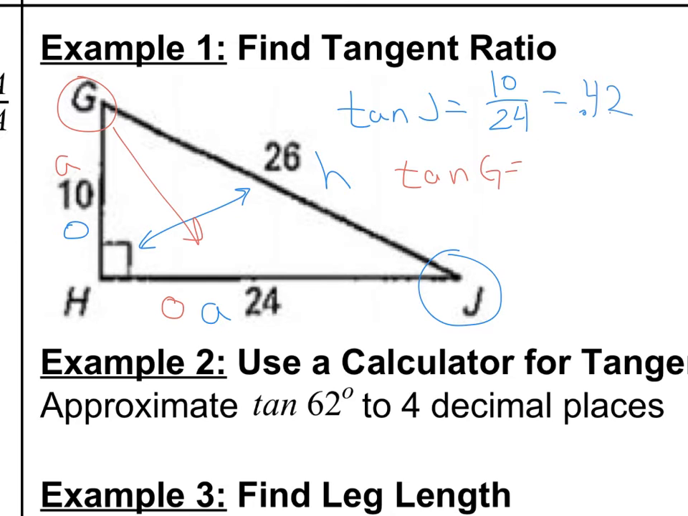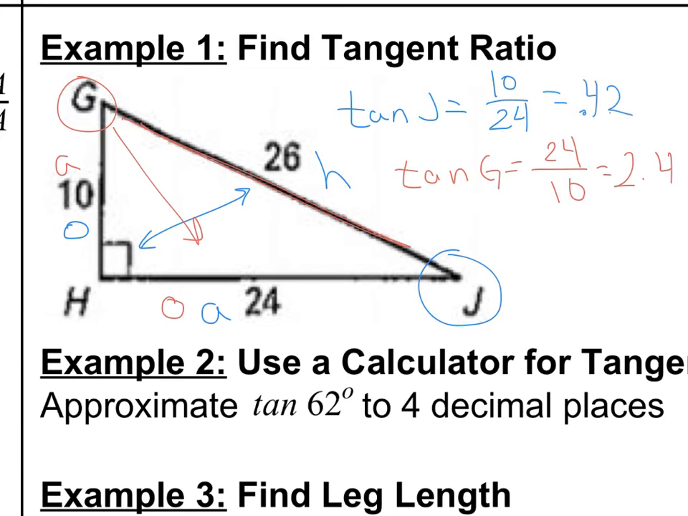And tangent doesn't deal with hypotenuse, so that's why we're never going to use this here either. It's O over A. H is not involved here. So now it's 24 over 10. Take 24 divided by 10, and you should get 2.4. So that's how we find just the ratio.